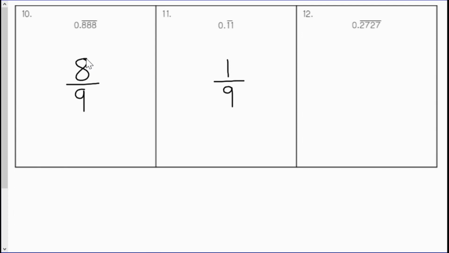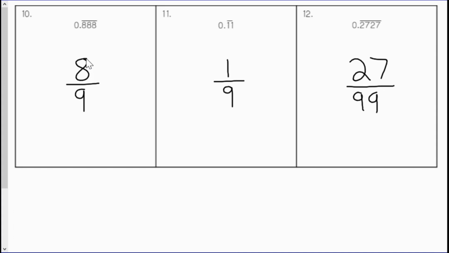Looking at number 12, I have 0.2727 repeating. Notice 0.2727 repeating is the same thing as 0.27 repeating. So I have two digits in my decimal. I'll place 27 in my numerator. And my denominator will be two 9s, or 99.